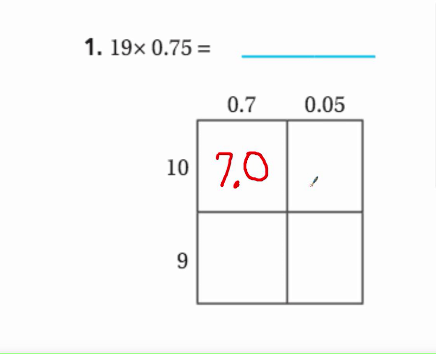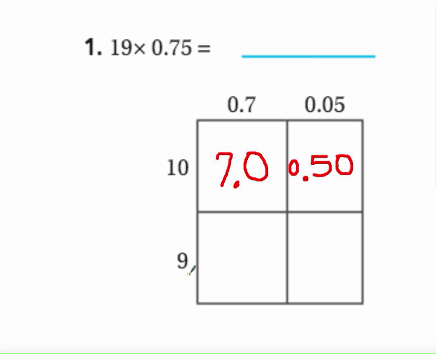Let's look at the other top box. I have 10 on the side. What am I thinking on the top for this one? Come on, guys. 5. So 5 times 10 is? 50. And how many spots am I moving this one over? 2. Yeah, there's 2 up here, none there, so that's 2. So that's really 0.5.